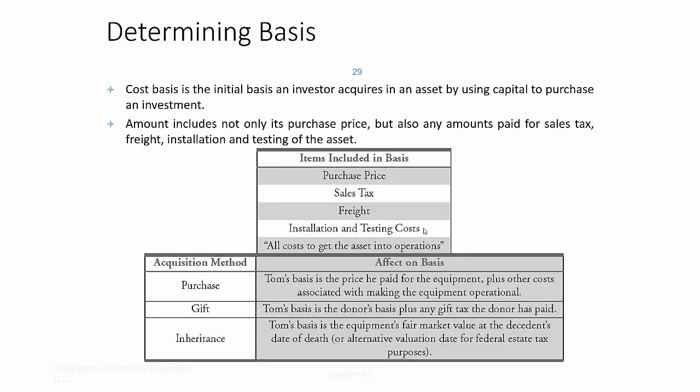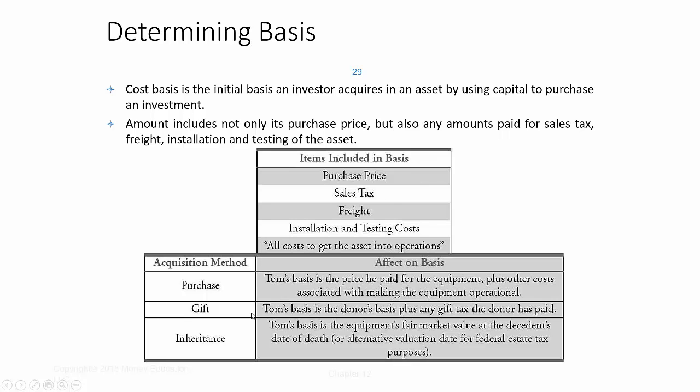How do you determine cost basis? You look at your purchase price, your sales tax, your freight, installation and testing costs, all costs to get the asset into operation. Your purchase price, your sales tax, your shipping, your installation, any costs. All this is included in your basis.